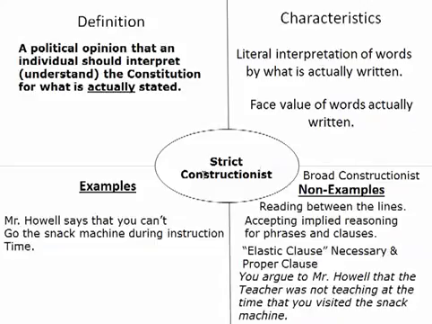So a strict constructionist idea was you couldn't do anything that was not specifically stated within the body of the Constitution. So did it say in the Constitution the president could buy foreign lands? It did not. So under his strict constructionist view, he could not.